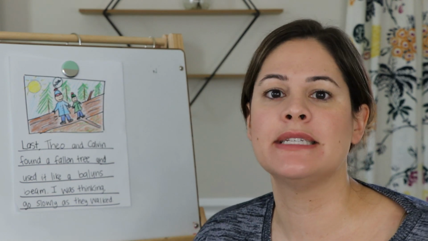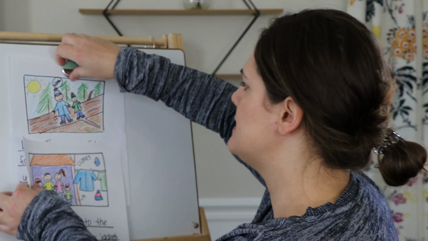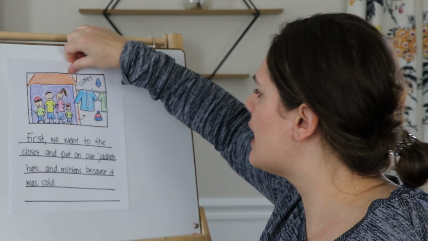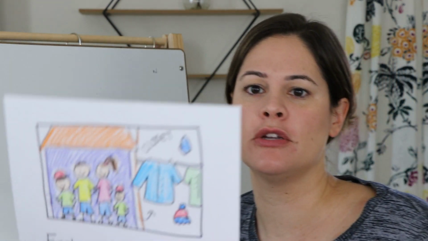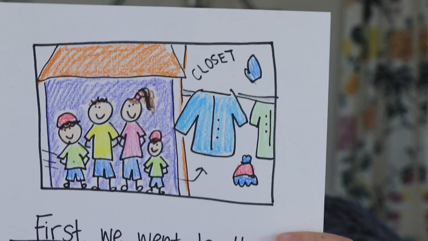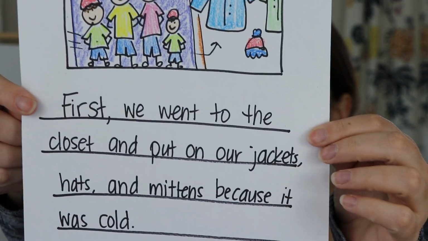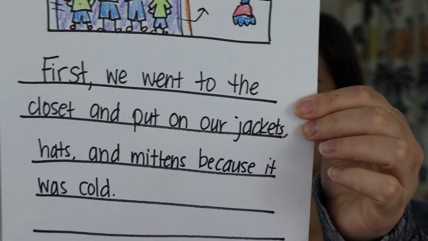Let's try adding some details on a different page using another strategy. Let's see. Here is that first page I wrote. I don't think I showed you it all colored in, but here it is. It's the picture of our family getting our stuff on. So it said, first we went to the closet and put on our jackets, hats, and mittens because it was cold.